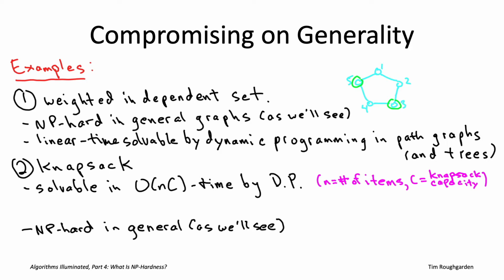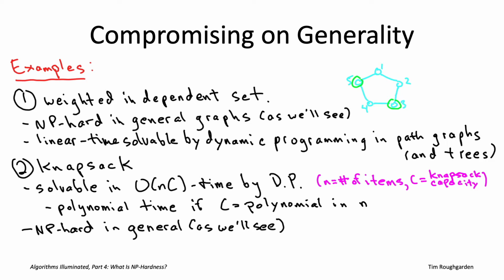The reason is that running in time O of n times capital C is not a polynomial time algorithm. I would agree with you that it's a polynomial time algorithm in the special case where the knapsack capacity capital C is bounded by a polynomial function of n. So for example, if capital C was n to the 5th, we'd have a running time of n to the 6th, and yes, I would definitely agree that's a polynomial running time.